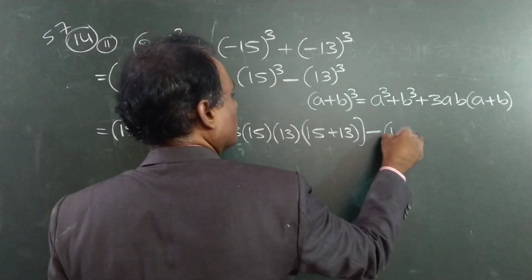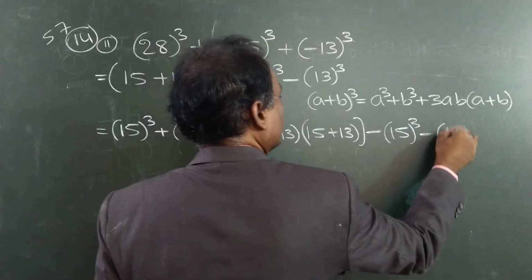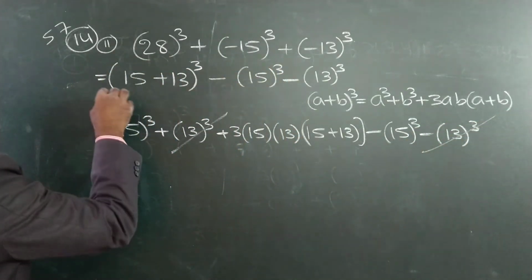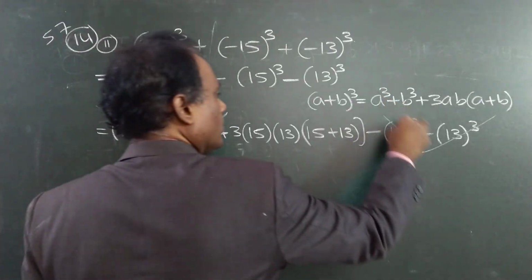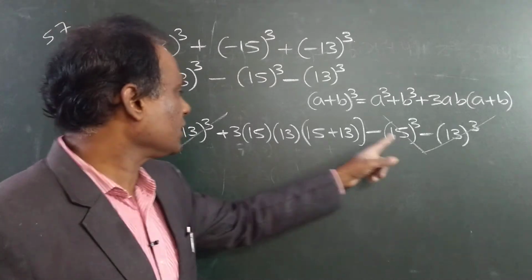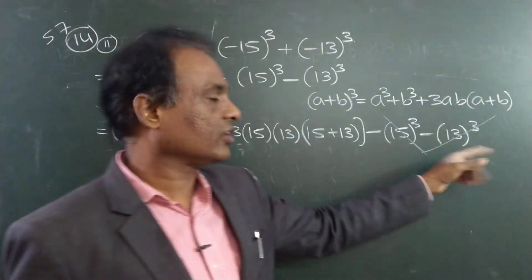minus 15 cube, minus 13 cube plus 13 cube, minus 15 cube plus 15 cube cancel. Plus 15 cube minus 15 cube, plus 13 cube minus 13 cube cancel.